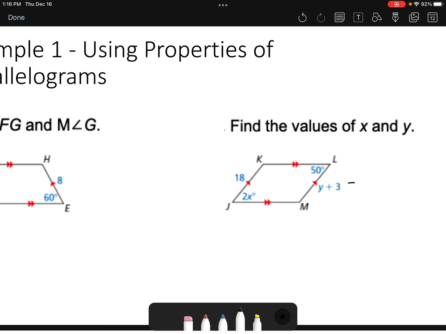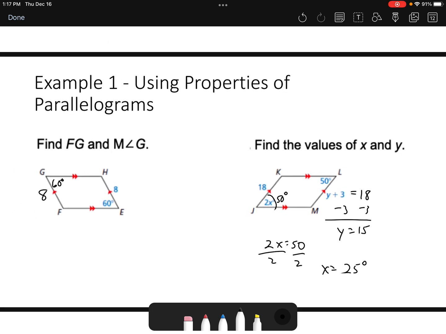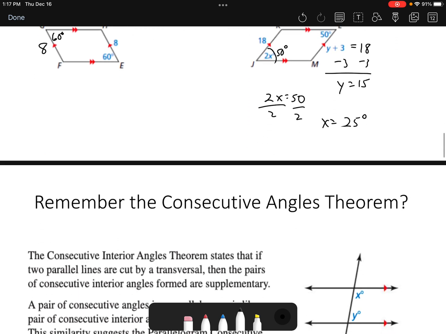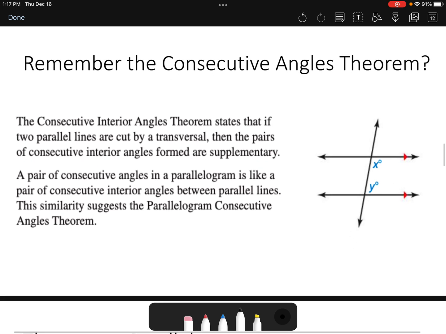On this example, find X and Y. Well, here again, Y plus 3 must equal what? 18. Subtract 3, you get 15. Angle L is 50, so what's angle J? 50, right. So 2X equals 50. So divide by 2. X is 25 degrees. So those are just some examples of how we can apply those three properties about parallelograms.